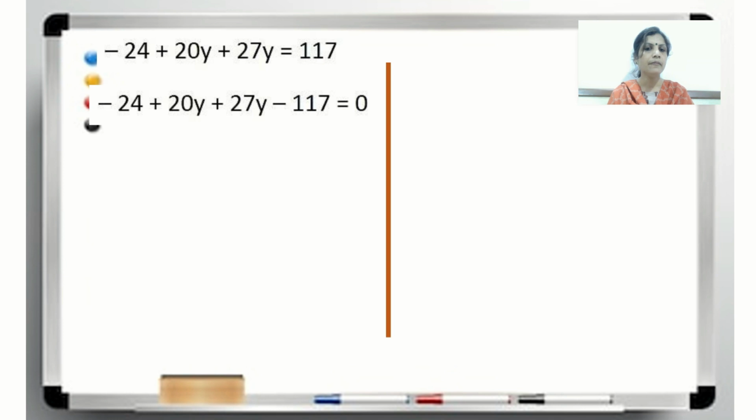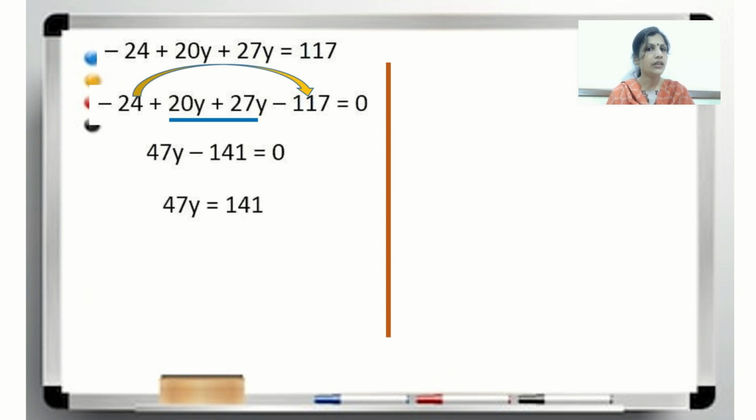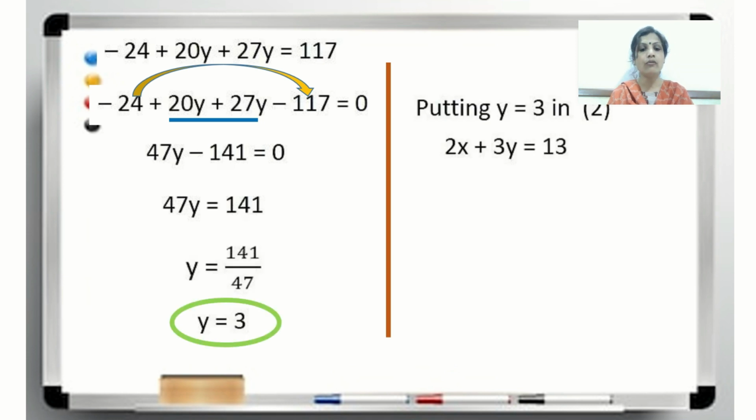Solve it once again. So it will be this minus 24 minus 117. We will add it, and 20y plus 27y, that also we will add. And what do we get? We get 47y minus 141 is equal to 0. So 47y is equal to 141, and therefore y is equal to 141 upon 47, and this is 3. So y is equal to 3 is our first solution.